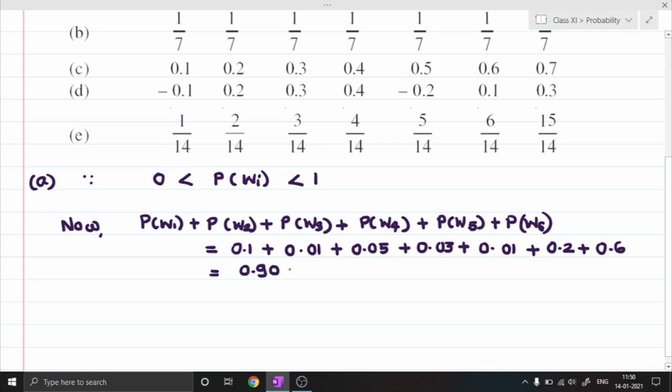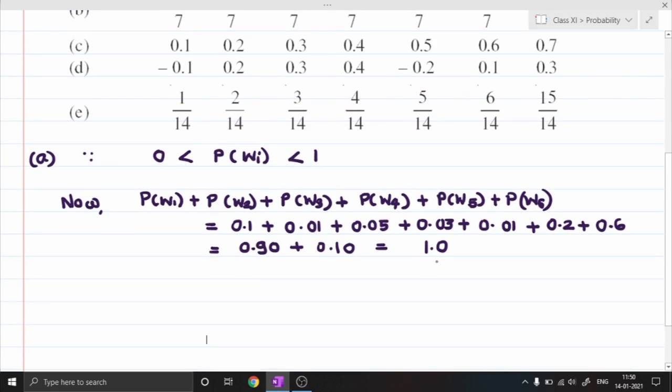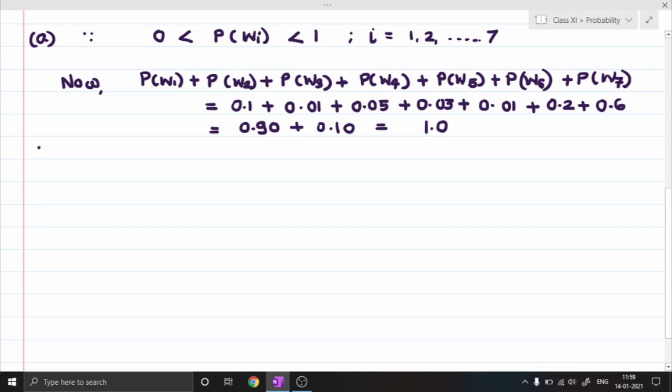I will write 0.90 just for convenience with the addition of the other terms. Now if I add 0.01, 0.05, 0.03 and 0.01: 3 plus 1 is 4, 4 plus 5 is 9, 9 plus 1 is 10. So this will come to 0.10, and adding it to 0.9, it comes to 1.0. So the sum of all probabilities is equal to 1. Therefore the given assignment is valid.